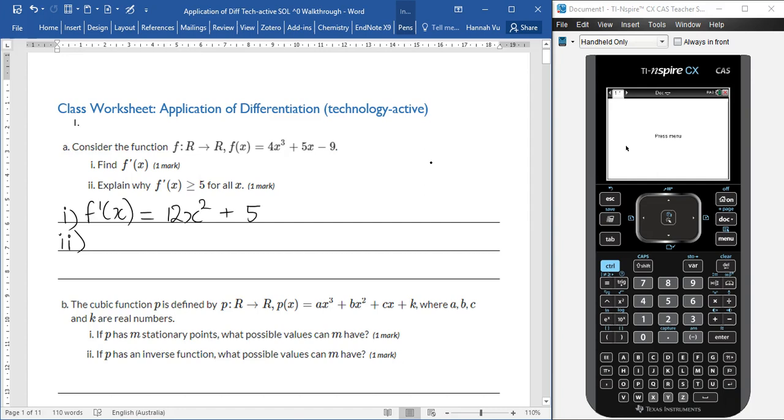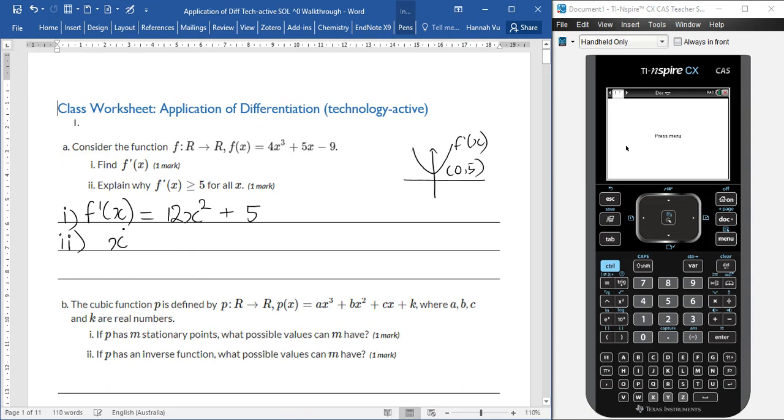So if we draw a graph, then this is a parabola. It's a positive parabola that has a turning point at (0, 5). So if you look at the graph, you can clearly tell that this derivative can never be less than 5. Now, I'm not a graphic person, I think. My first instinct is always to use algebra.